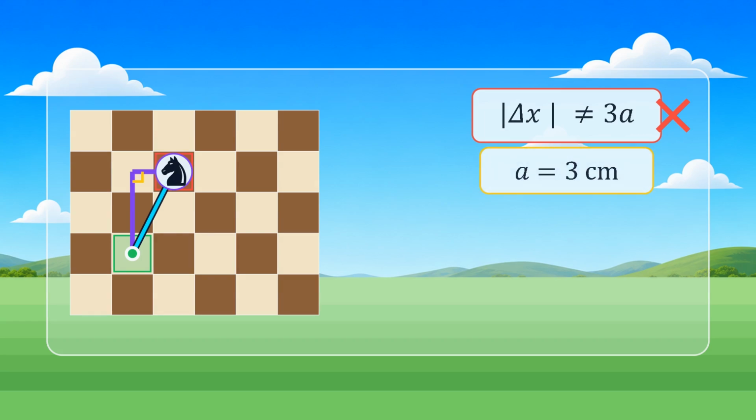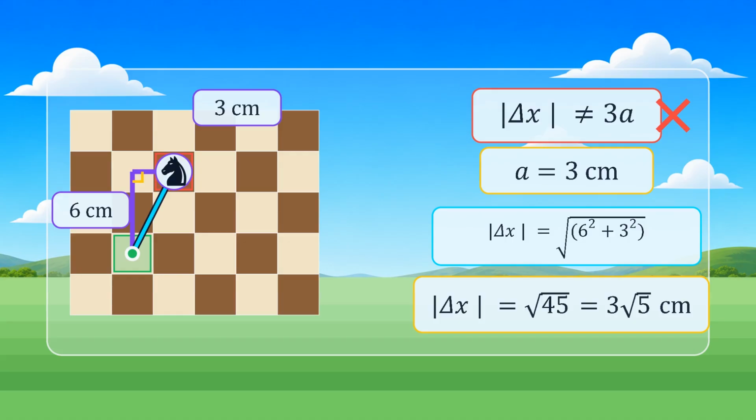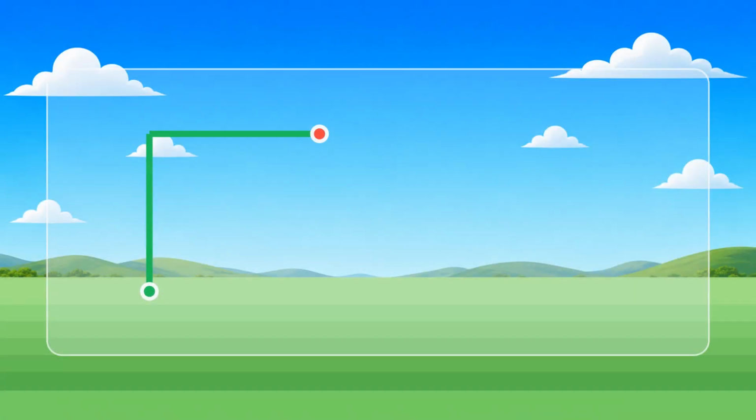Suppose each square is 3 centimeters wide. The perpendicular separations are then 6 centimeters and 3 centimeters. The magnitude of displacement equals the square root of 6 squared plus 3 squared. That is the square root of 45, or 3 square root 5 centimeters. The physical meaning is simple.